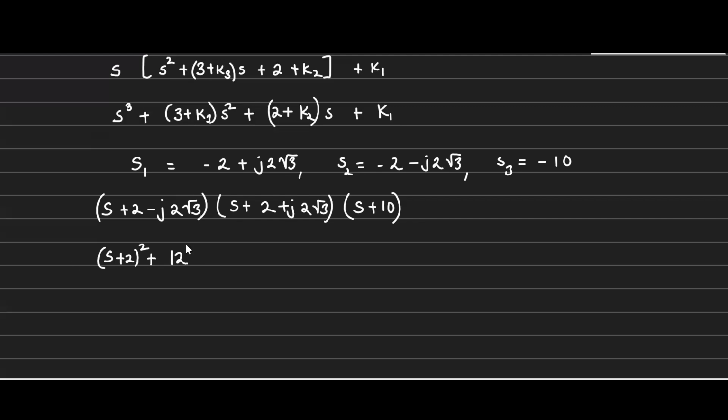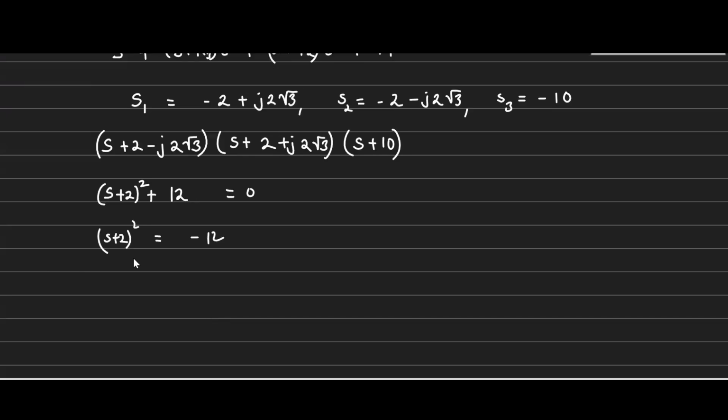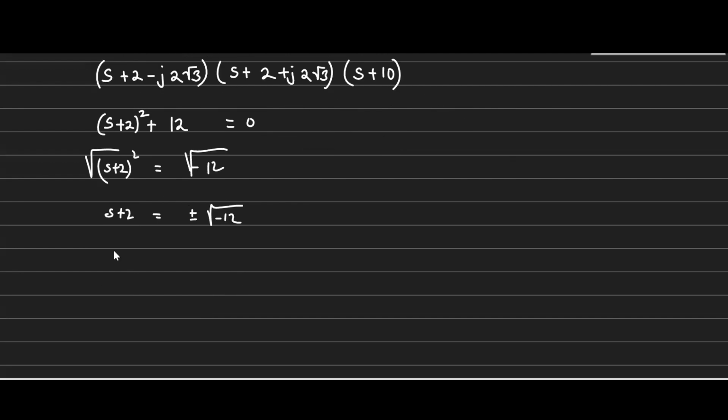Okay? You can verify. So imagine you are solving an equation that has this, and they are equating to 0. You notice that you're going to have S plus 2 squared equal to negative 12, right? Just verifying, you can see I can find those poles. Taking a square root of both sides, what do you have? You have S plus 2 equal to plus or minus the square root of negative 12. So you take 2 to the other side, and S is equal to negative 2 plus or minus the square root of negative 12.